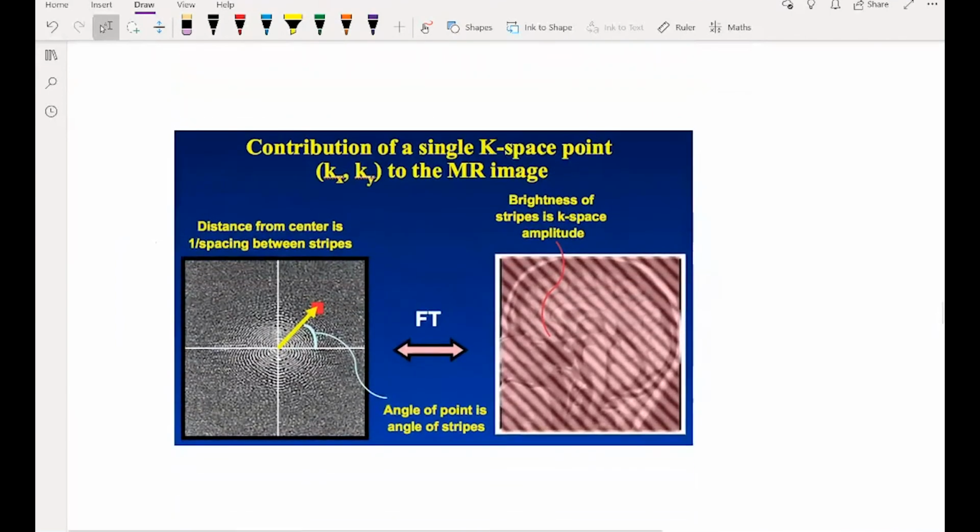Now, in terms of how the Fourier transform works with this information of the different echoes that we are collecting in K-space, this one always blows my mind a little bit. The way that this information in K-space is interpreted by the Fourier transform to move it into an image is that each dot in K-space represents a spatial frequency.